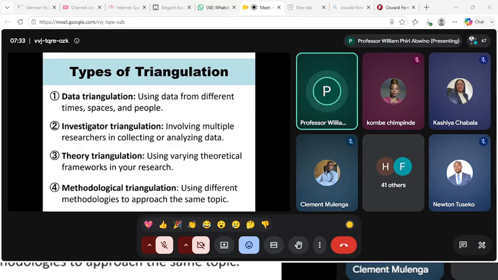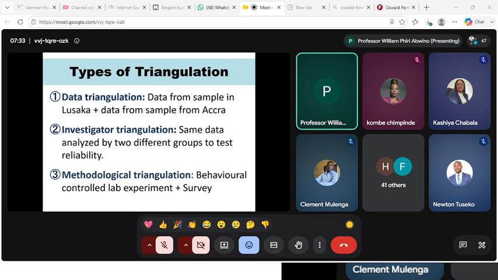Then theory triangulation, where you are going to use different theoretical frameworks in your study. Then also we have the methodological triangulation, using different methodologies to approach the same topic. So for data triangulation, that's just an example. Data from a sample in Lusaka plus data from a sample from maybe Accra. These are capital cities of 2 different nations. Definitely the results that you are going to get will be much more enhanced.